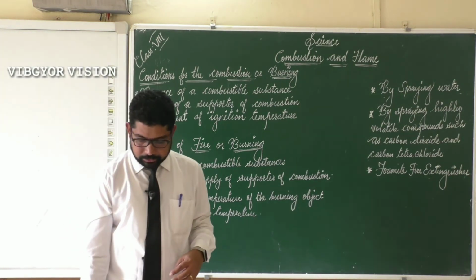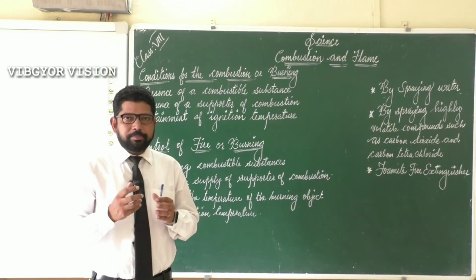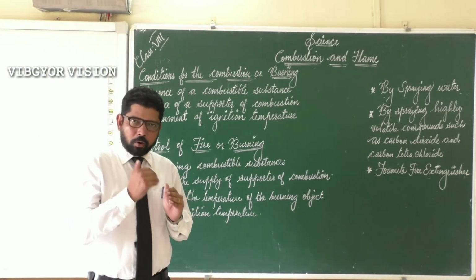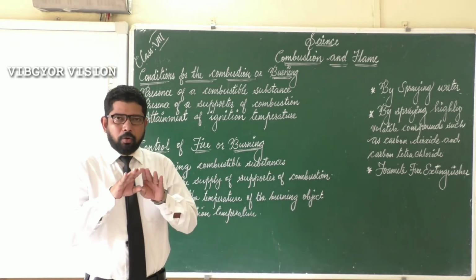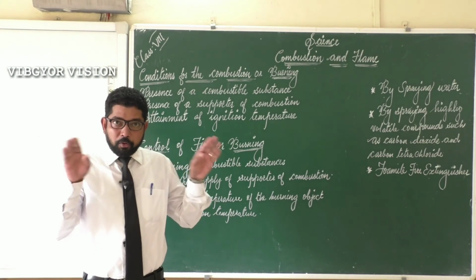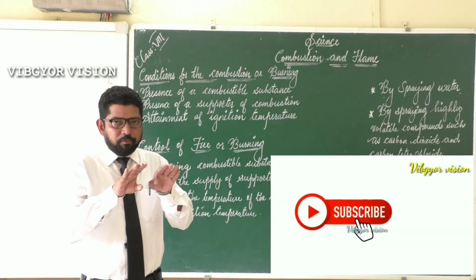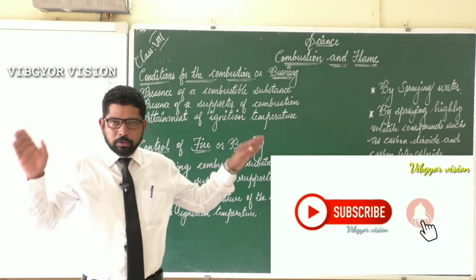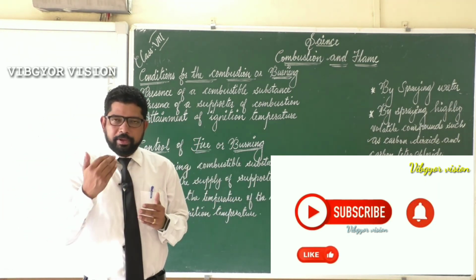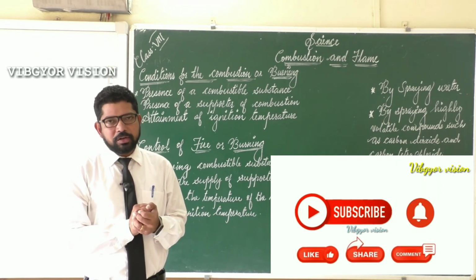So next one is foam fire extinguisher. In this method, the supply of oxygen or air is cut off by forming a light layer of fireproof foam. A fireproof foam will be formed around the burning materials that will cut off the supply of air or oxygen, and thereby we can extinguish the fire.